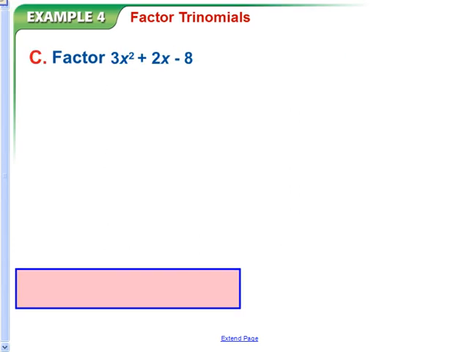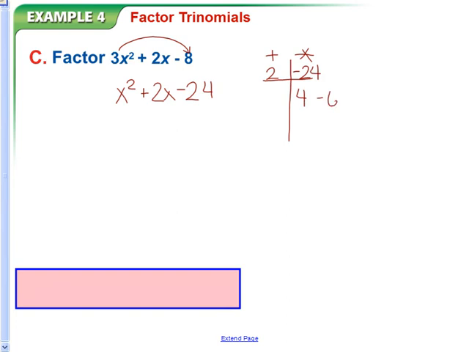Okay, so let's try another one. So we start by taking the 3 times the 8, and we'll rewrite it as x squared plus 2x minus 24. Set up our t-chart. And negative 24 and 2. Well, that seems familiar. We just had that a little bit ago. Again, it's 4 and negative 6. x plus 4 and x minus 6.